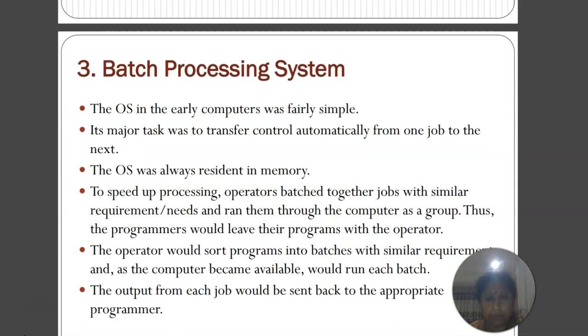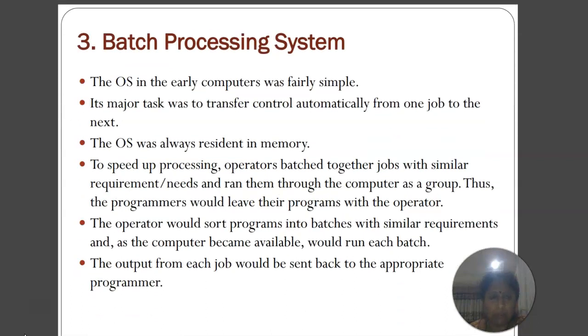The batch processing system. The OS in early computers was fairly simple. Its major task was to transfer control automatically from one job to the next. The OS was always resident in memory. To speed up processing, operators batched together jobs with similar requirements and ran them through the computer as a group. Thus the programmers would leave their programs with the operator.